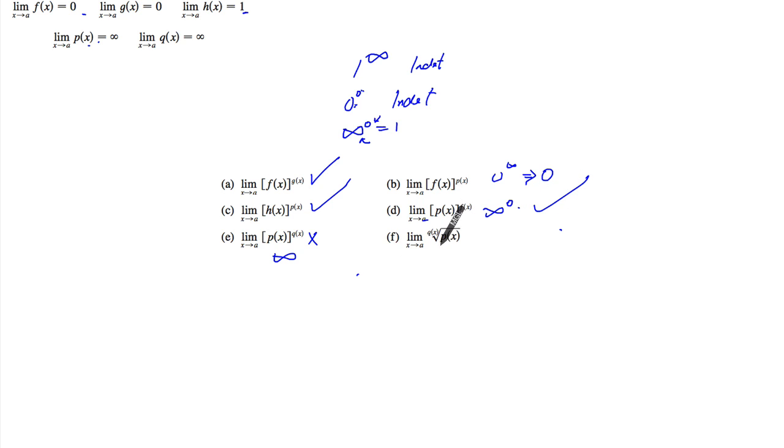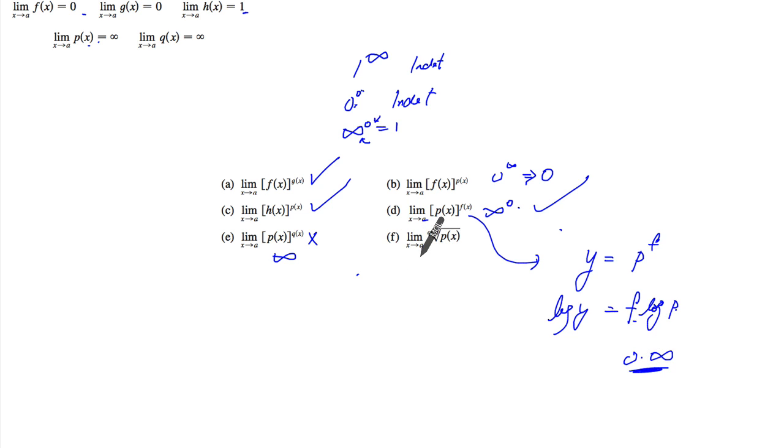Here we have P. Another way of doing this is this way. You log both sides. So you log P, and then you can bring the F down, right? So now it's a multiplication. So F is 0, and this is essentially infinity, so that is an indeterminate case.